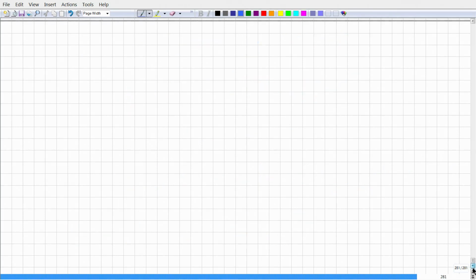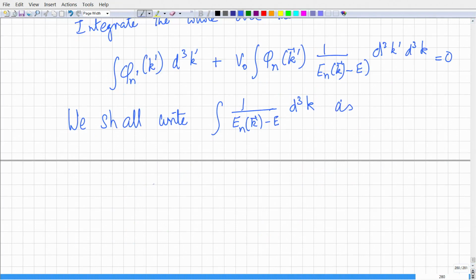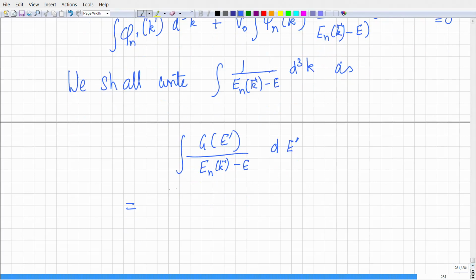We can write it, as the energy levels are discrete, as an integral over some density of states g(E') divided by (E_n(k) − E) dE'. This is actually nothing but just the sum over states. If everything is discrete, then this is just the sum over all the eigenstates n, k of 1 upon (E_n(k) − E).